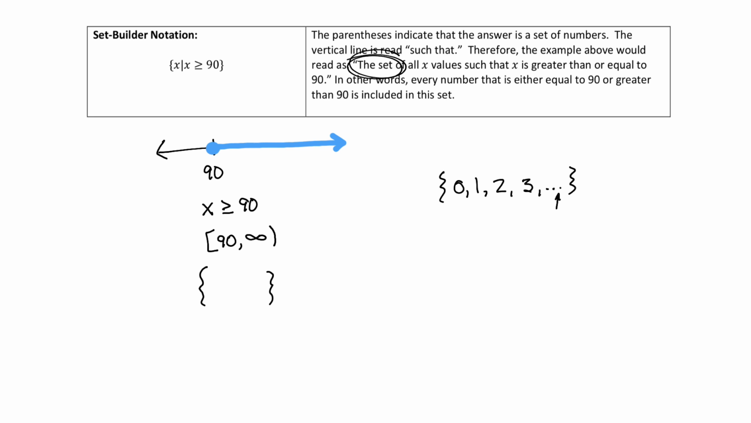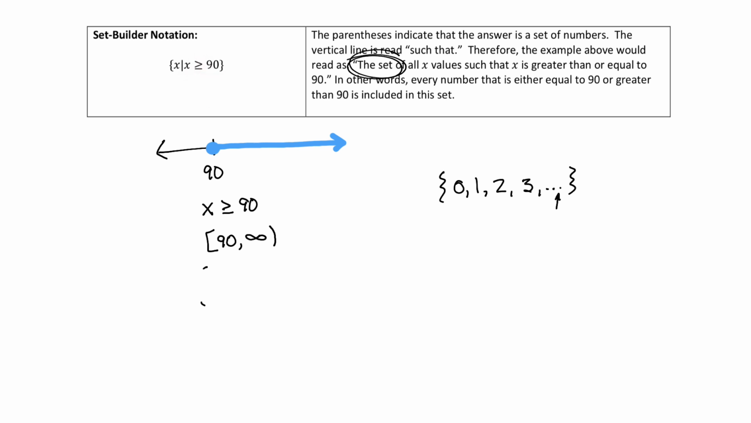Inequalities have more than one answer, right? So it makes sense to use them. Now what this means is the set of all x's such that x is greater than or equal to 90. Okay, x is greater than or equal to 90. This part just goes right in there.